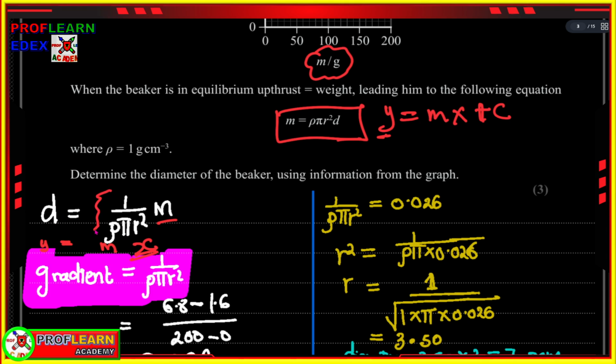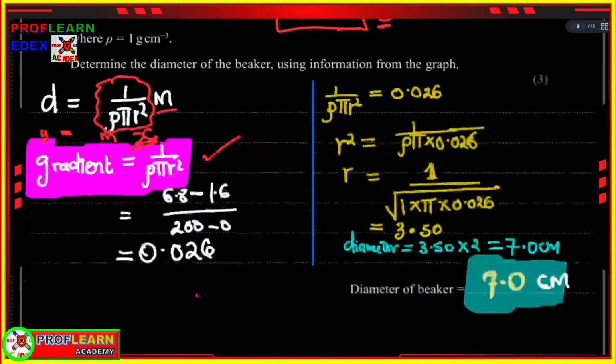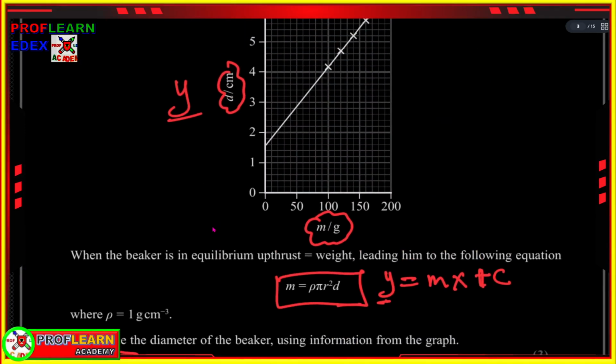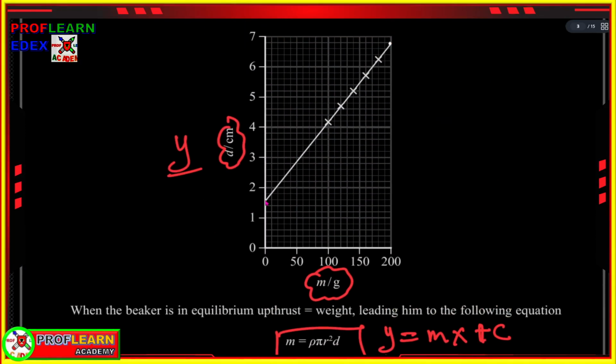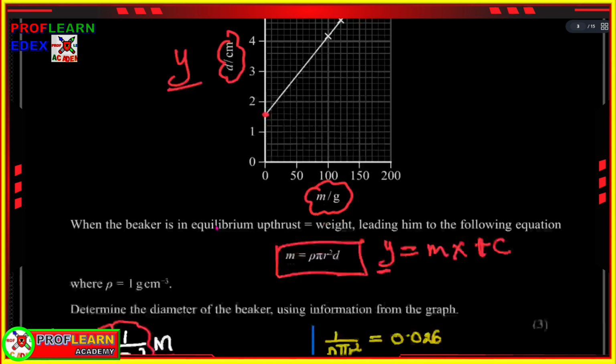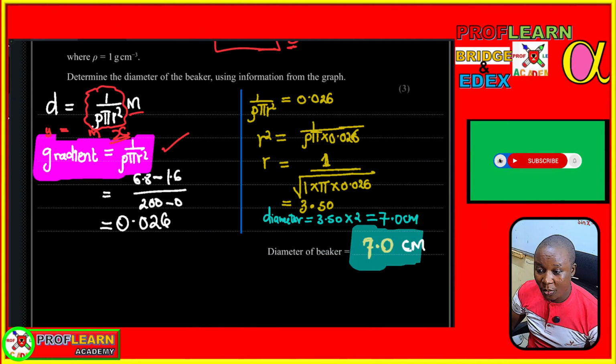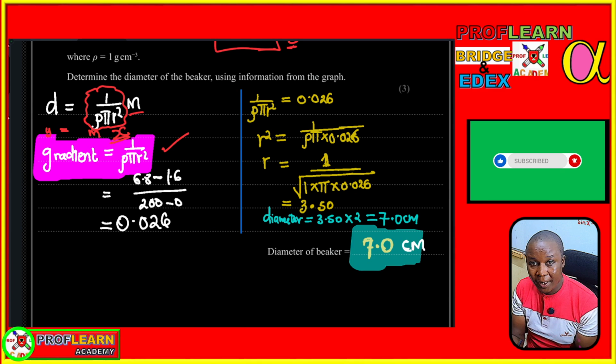Then this part that we have here is going to be our gradient. So if we work out the gradient of the graph, we're going to have that the gradient is equal to 1 over rho pi r squared. Then I decided to use this particular point here, and I also used this point here, and I worked out the gradient. Using those points, I got my gradient to be 0.26, and that means we can equate the gradient to 1 over rho pi r squared.